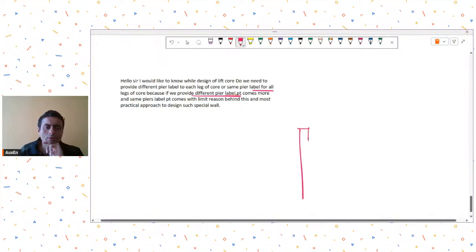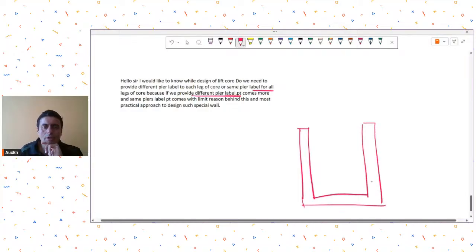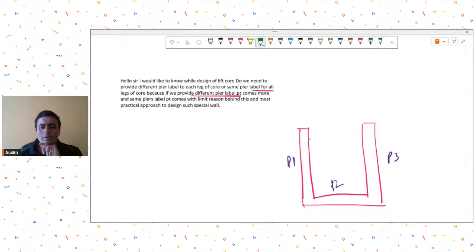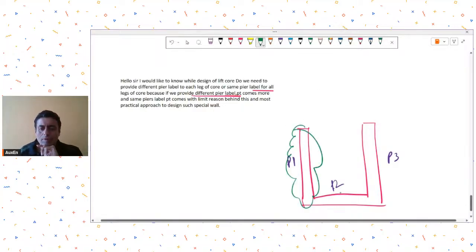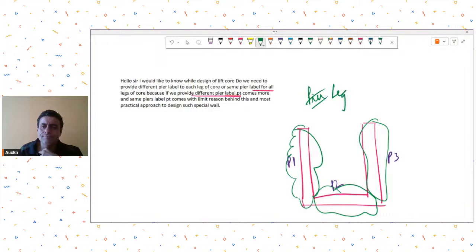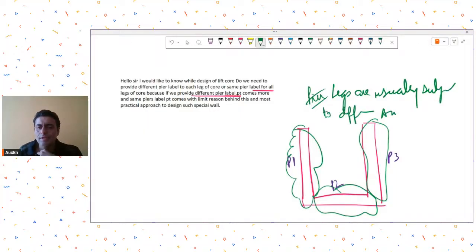See, so if this is your wall in plan view, ideally it is always recommended, or I would recommend you to provide different pier labels. The reason for providing different pier labels is because what happens in your building plan, generally these different legs may be subjected to different movements and different axial forces. So here these legs are usually subjected to different axial forces and different moments.